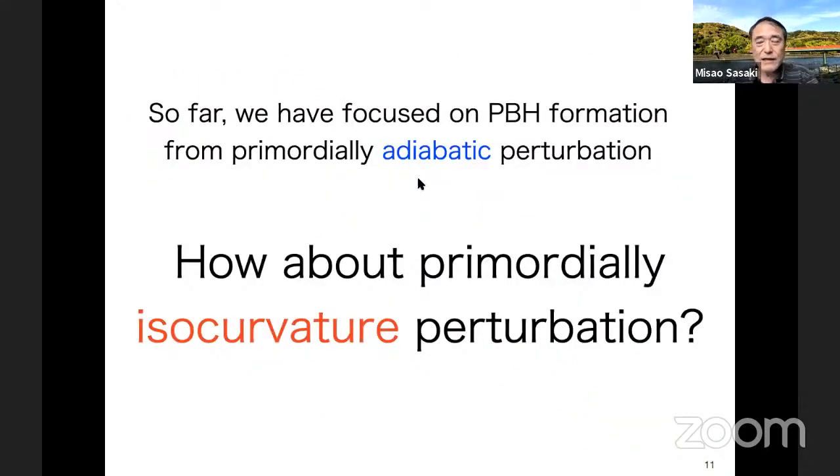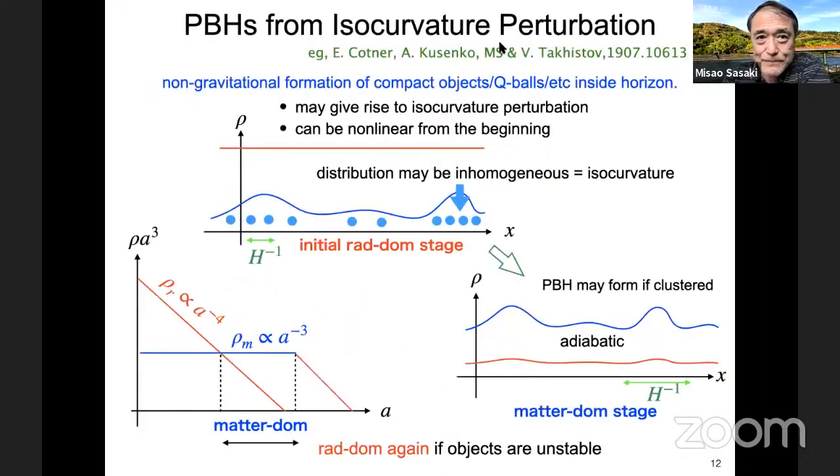But so far, as I said, I focused on the adiabatic perturbations, but maybe we have some other scenarios, and recently the primordial isocurvature perturbation scenario has become quite interesting, so let me just talk about this. One of the interesting things in particle physics and astroparticle cosmology is that many people consider some topological object, or maybe non-topological but very stable objects like Q-balls and so forth, which may form in the very early universe.